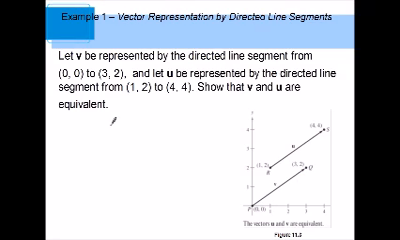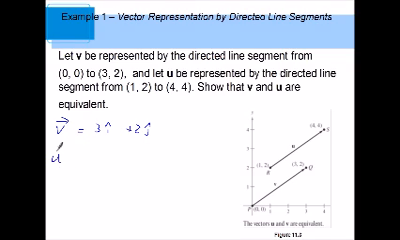0, 0 to 3, 2. So there are horizontal and vertical components here. And we've got another vector u from 1, 2 to 4, 4. The vector v would be these components. So I've got over 1, 2, 3, and up 1, 2. So there are 3 in the i-hat direction and 2 in the j-hat direction.